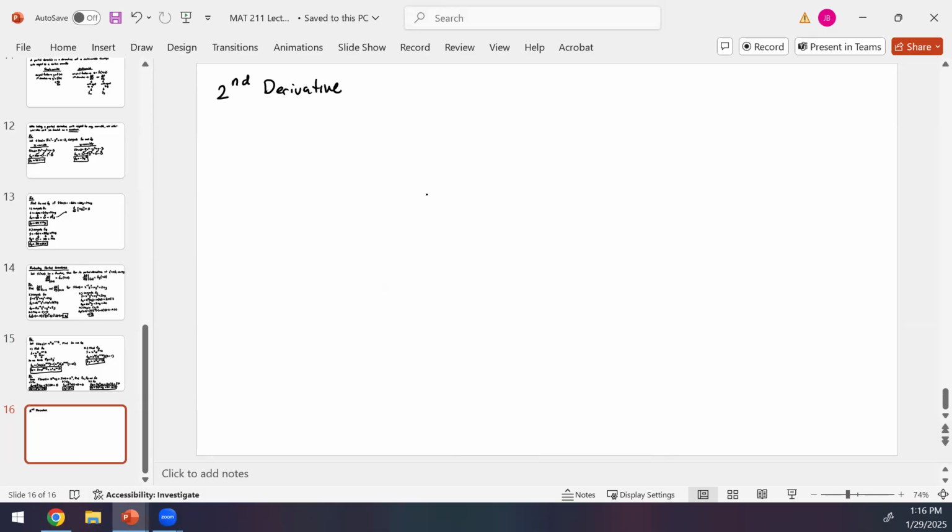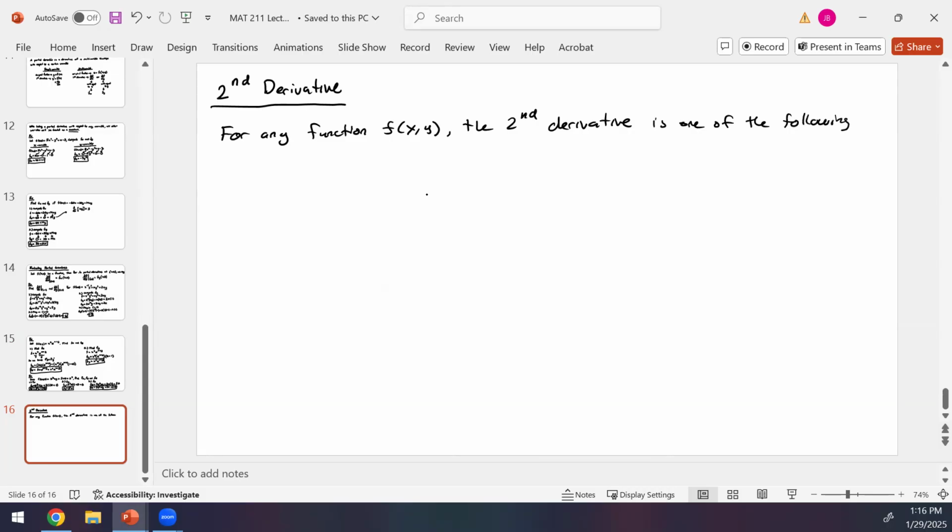So we actually have to think about it in a different way, but thankfully it's not too bad. It's just being able to change your brain into, okay, that letter was a variable, but now it's a constant, right? So for any function f of x comma y, the second derivative is one of the following three cases.